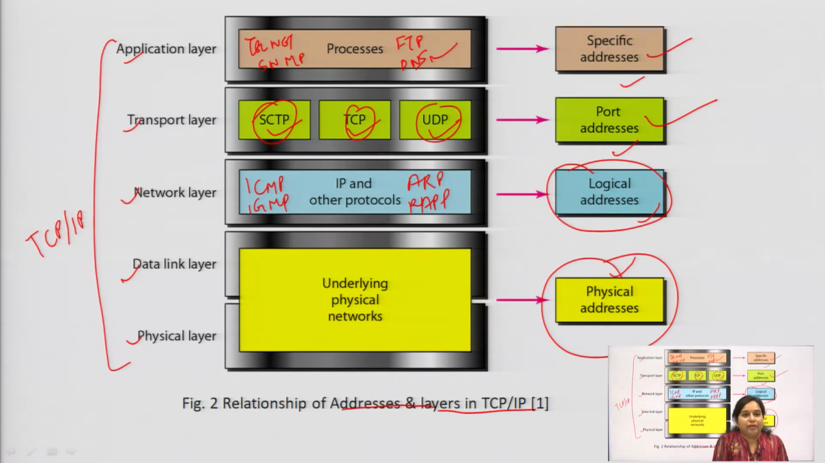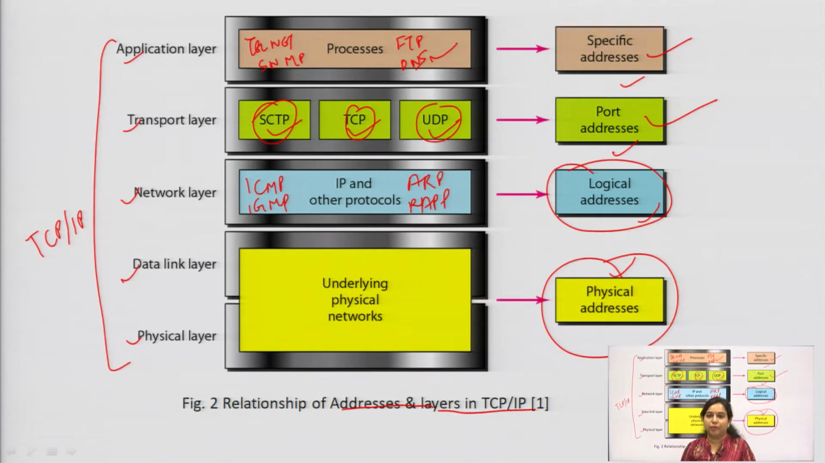So, there are 4 addresses. You can see the mapping of these addresses and the layers in the TCP IP. Physical layer and data link layer are associated with the physical address, the network layer with the logical address, the transport layer with the port address, and then the application layer is related to the specific address. Why specific address? Because not every application has to be used at the same point of time. We can use different applications at different times. So, this is the mapping or the relationship of the addresses with the layers of the TCP IP.